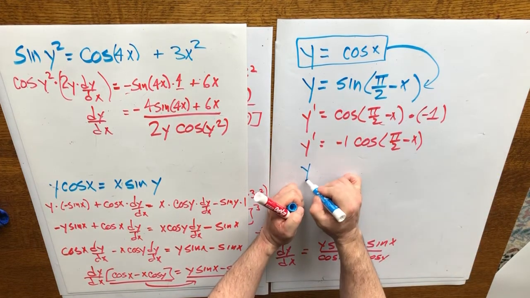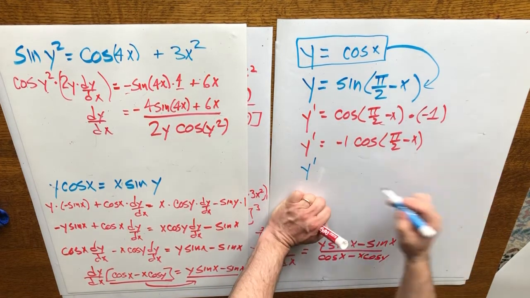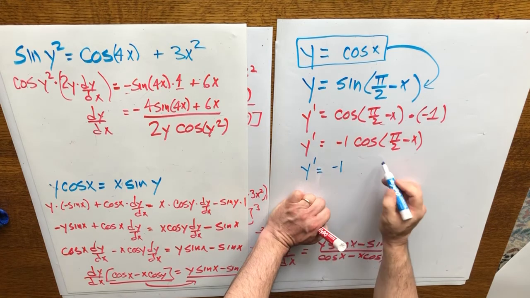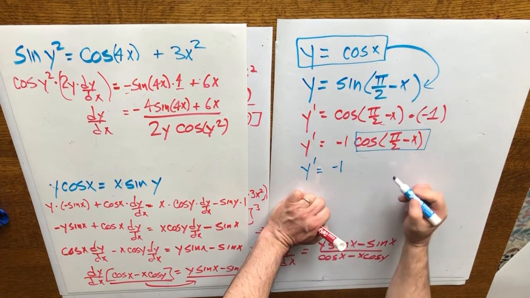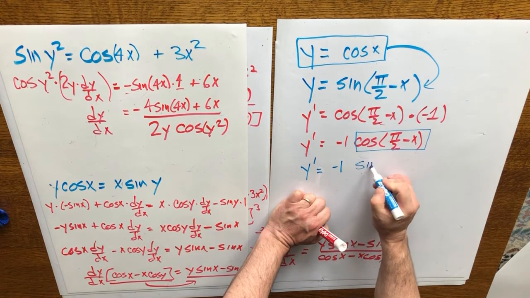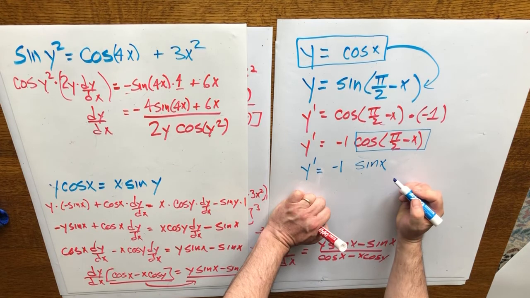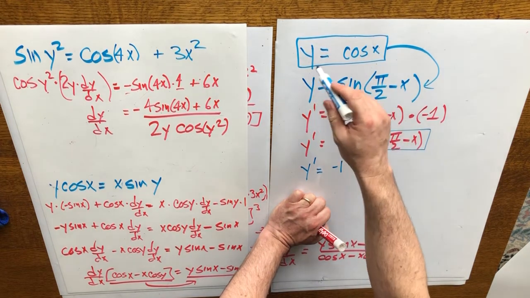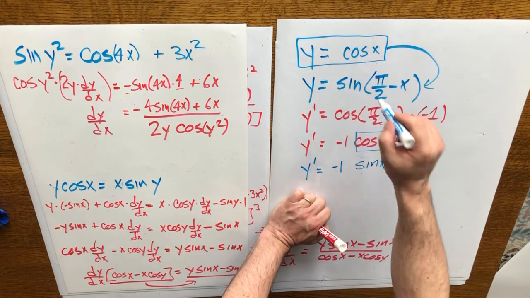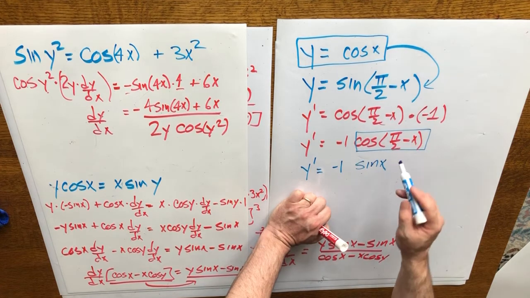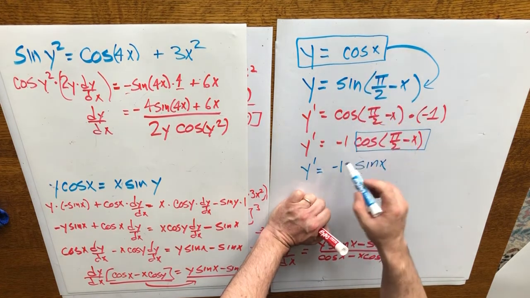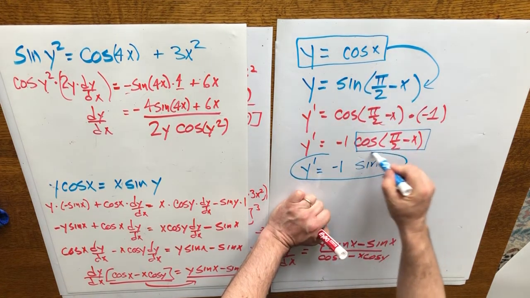Well, how much further can we go with that? What can you say about y prime? I see the negative 1. Can you find an identity for this? Look on that page. What's the derivative of cos of pi over 2 minus x? Can you see that it's sine x? So in truth, the derivative of y equals cos x can be shown through identities and taking the derivative of sine, that the derivative of cos x is just negative 1 times sine x.